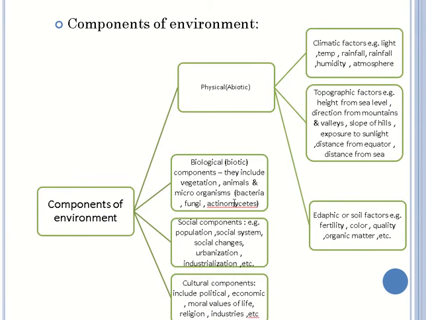And third is the edaphic or soil factors, that is fertility, color, quality, organic matter. Then comes the biotic component, which includes plants, animals, and microorganisms. Then comes the social components, which is related to the society, that is population, social system, social changes, urbanization, industrialization, etc. Cultural component includes all the moral values of life, religion, etc. So these are the components of environment.